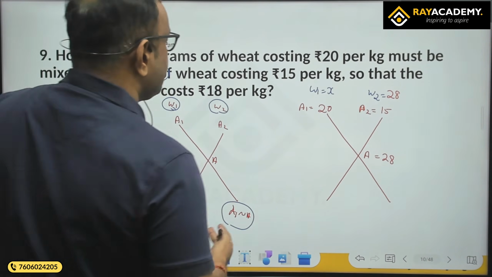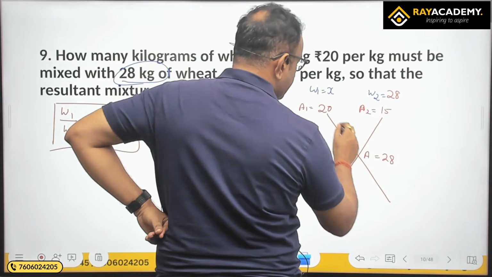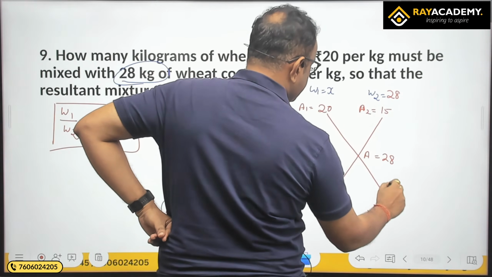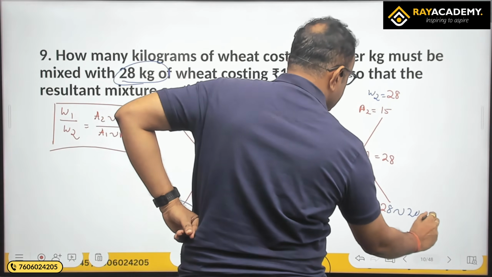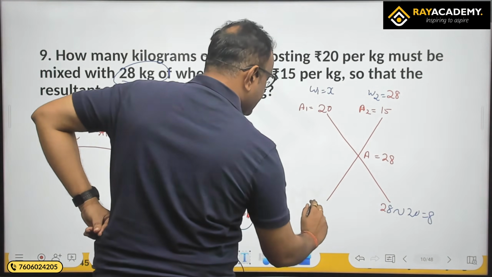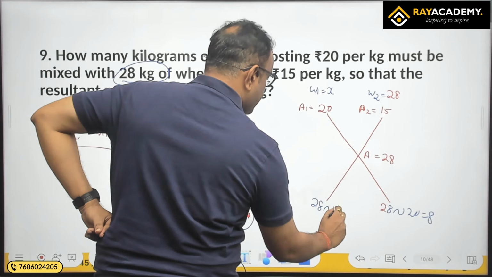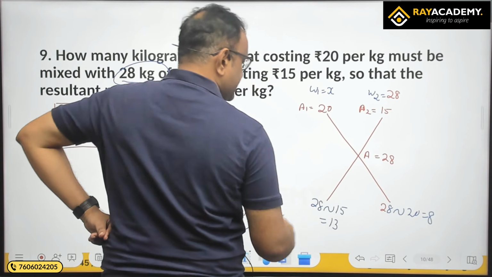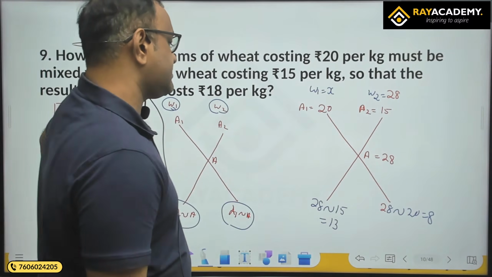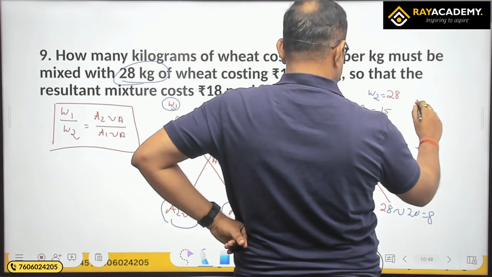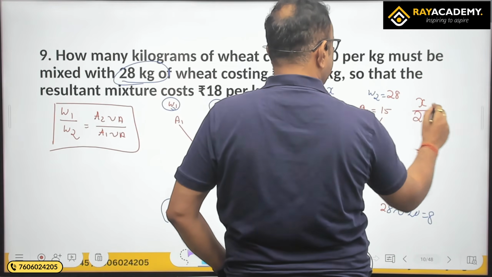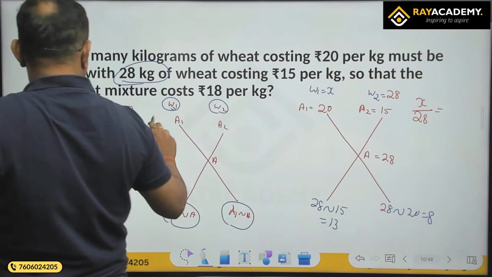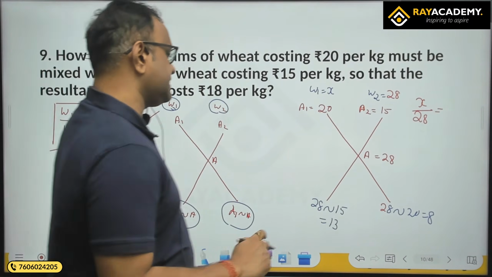Now, as per the alligation diagram method, along this line A1 minus average is 28 minus 20, that is 8. Similarly 28 minus 15, that is 13. Now what does the alligation method say? X divided by 28, W1 by W2, equals 13 divided by 8.